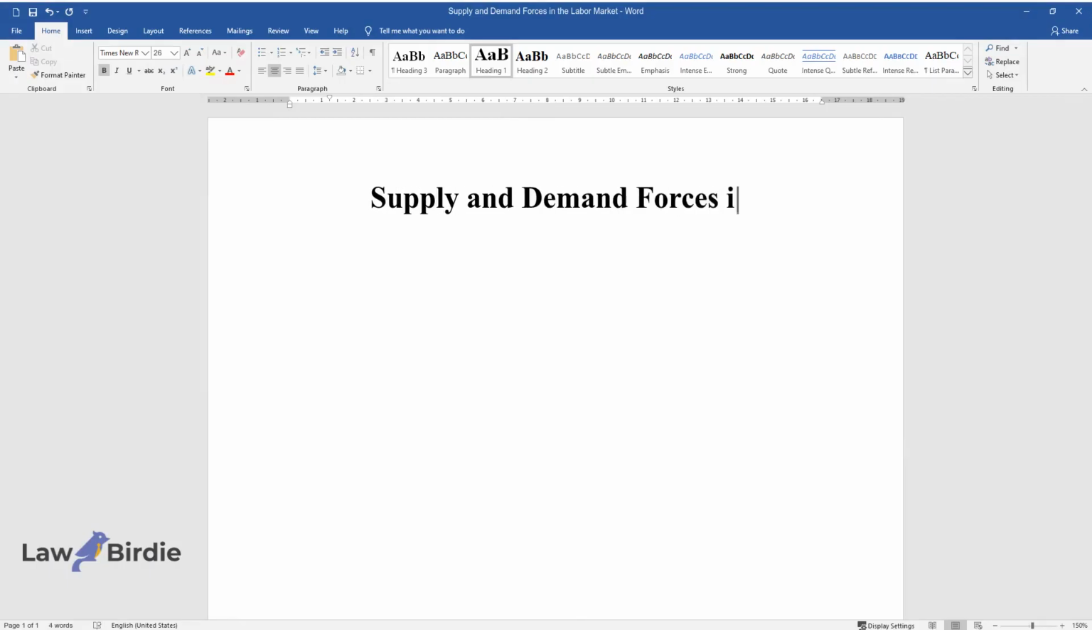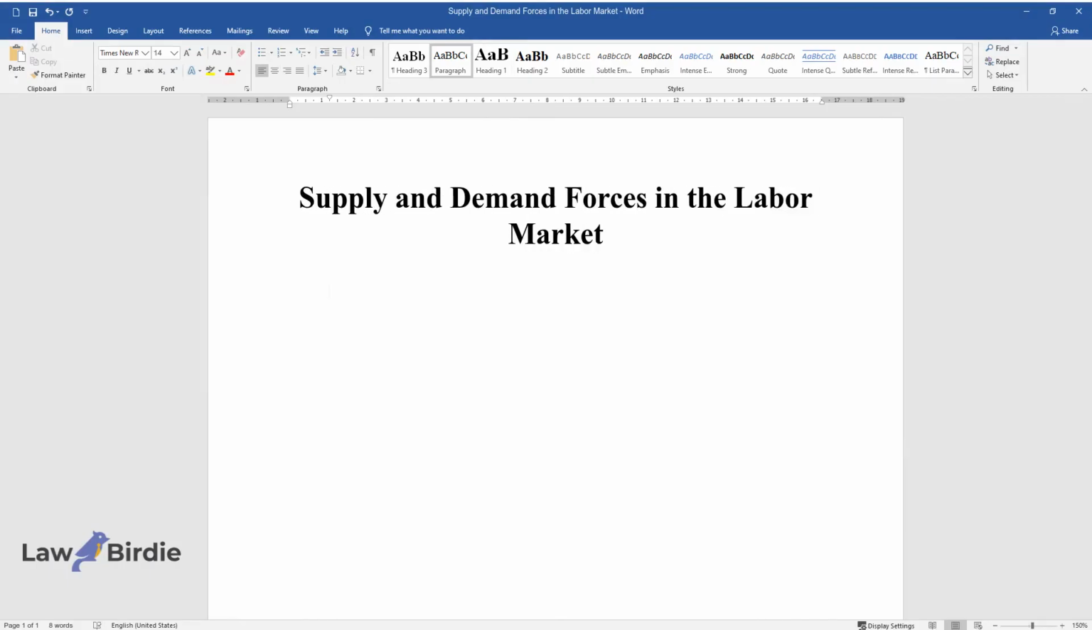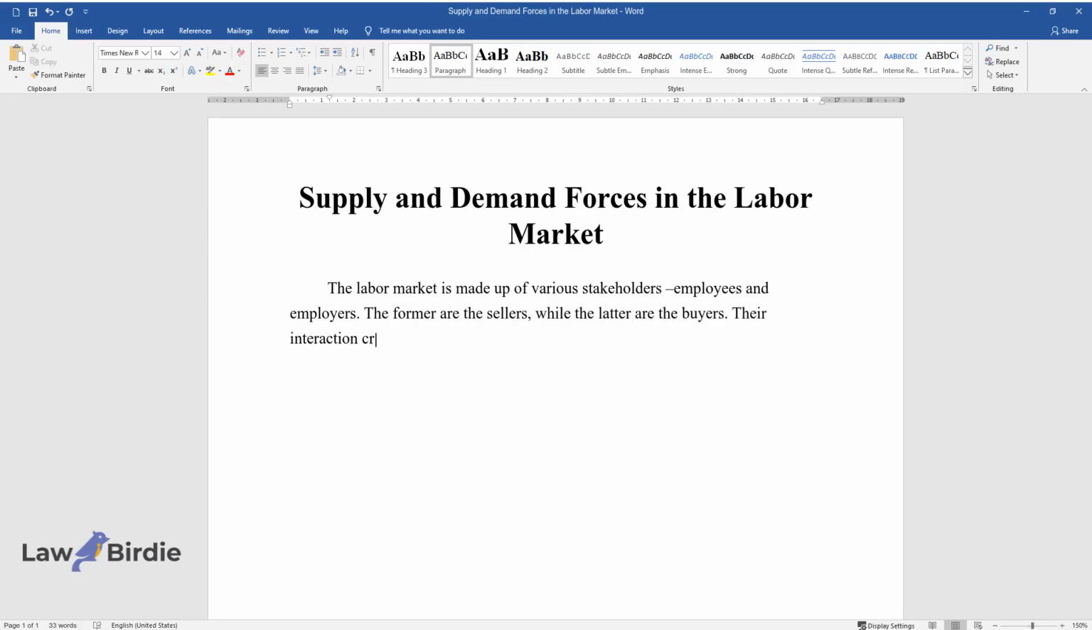Supply and demand forces in the labor market. The labor market is made up of various stakeholders, employees and employers. The former are the sellers, while the latter are the buyers. Their interaction creates supply and demand in the labor market. The nature of this engagement determines the wage paid to the workers.